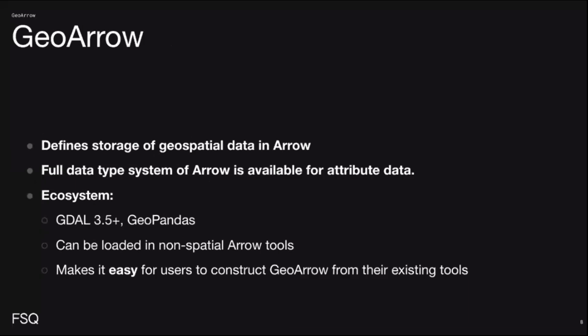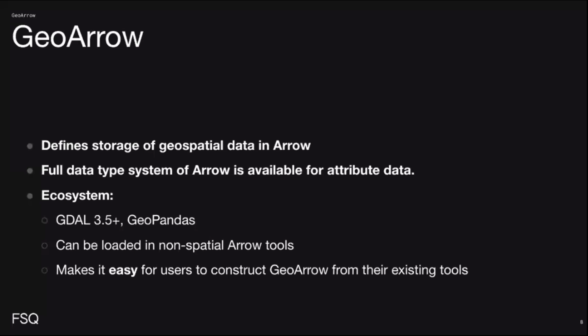So next, what is GeoArrow? GeoArrow is the specification for how to store geospatial data inside Apache Arrow memory. The core thing here is that GeoArrow is not expanding Arrow in some way. It's operating within the type system that Arrow already defines, which means that if we create GeoArrow data, it can be handled in non-spatial Arrow tools in all of the existing ecosystem.